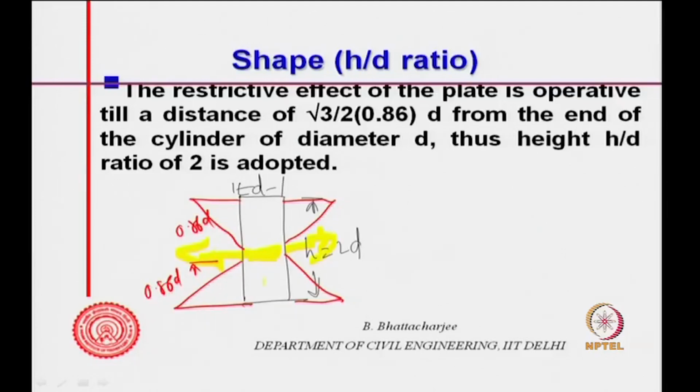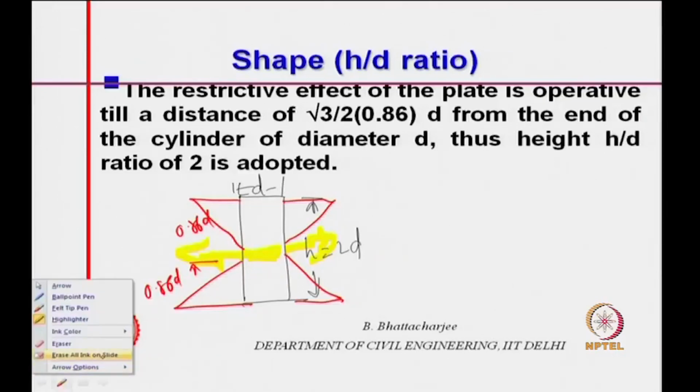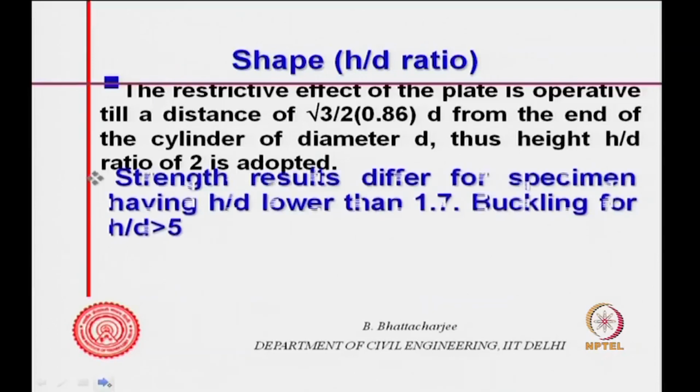along this direction. So, therefore, we adopt h by d equal to 2 and we find the strength is lower in case of cylinder, right. Strength is lower in case of cylinder. Okay. So, that is it, strength is lower in case of cylinder.